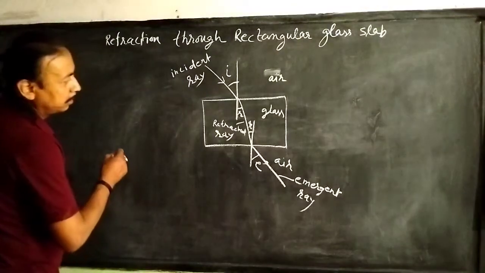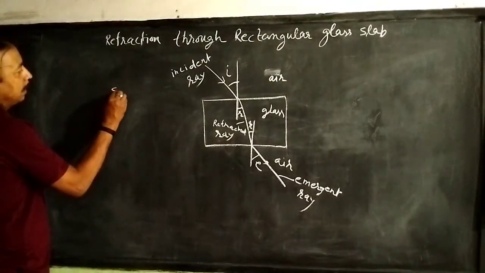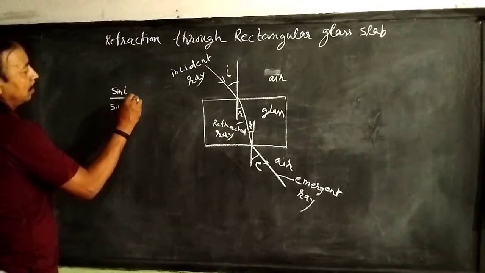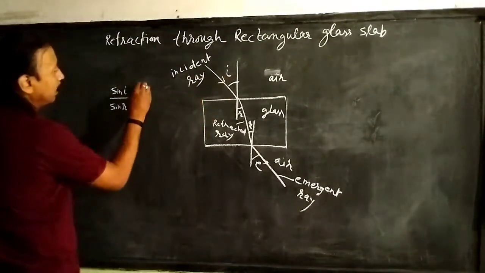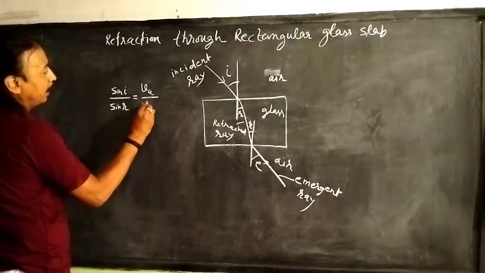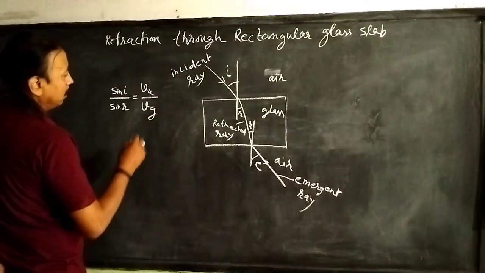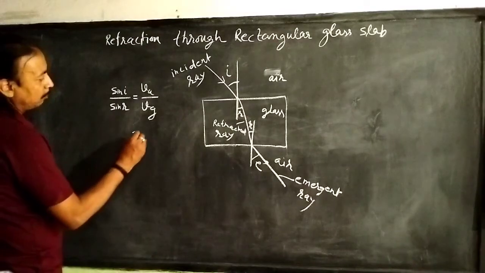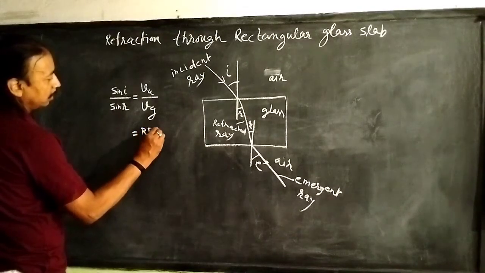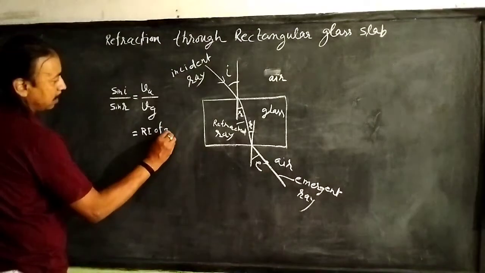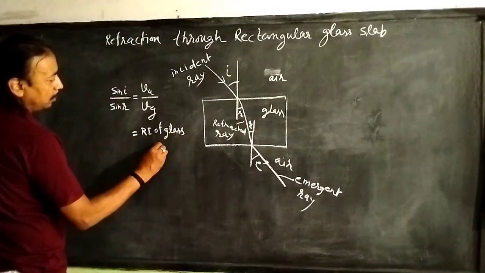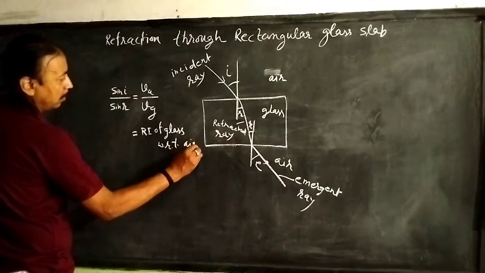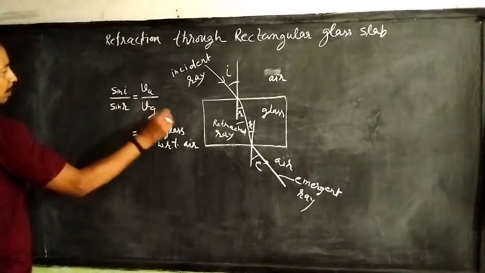Now we can write sin I by sin R equal to the speed of light in air by the speed of light in glass, that is equal to the refractive index of glass with respect to air. This is equation number 1.